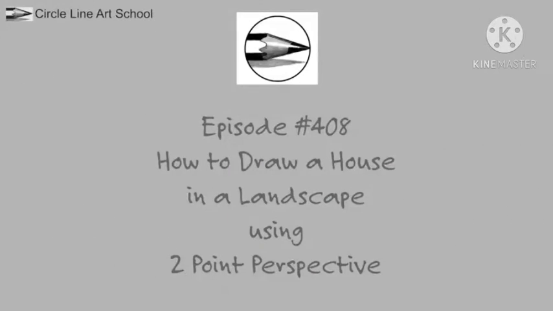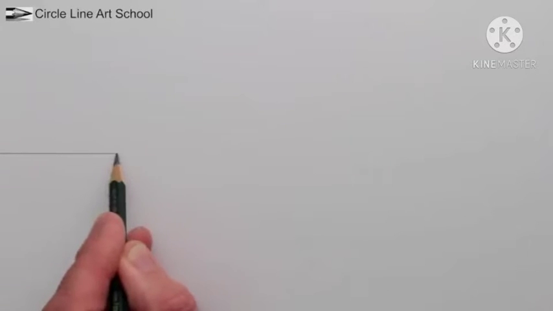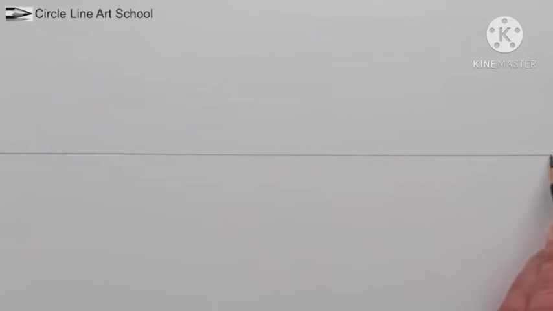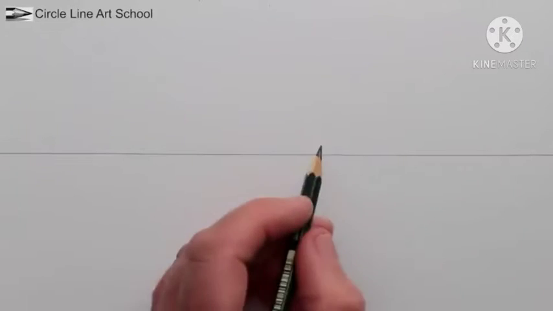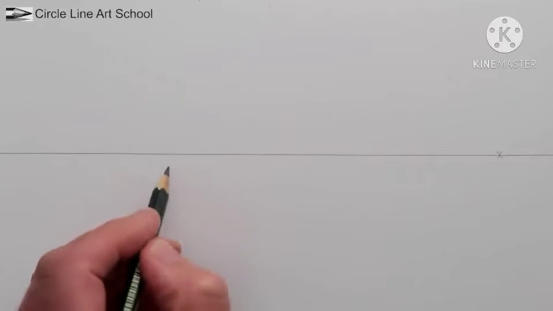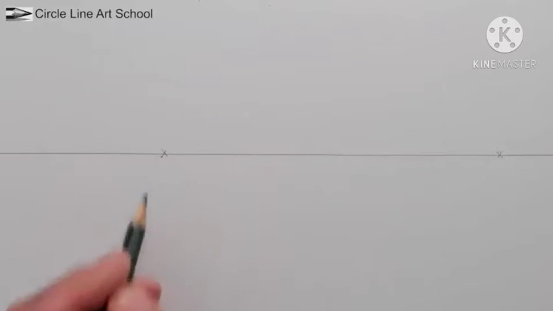How to draw a house in a landscape using some simple two-point perspective. The first step is to draw a horizontal line across the middle of your page. Next, draw two vanishing points, one on the right and the other on the left of the middle of the page. The two vanishing points are where all receding lines of the little house will go towards.